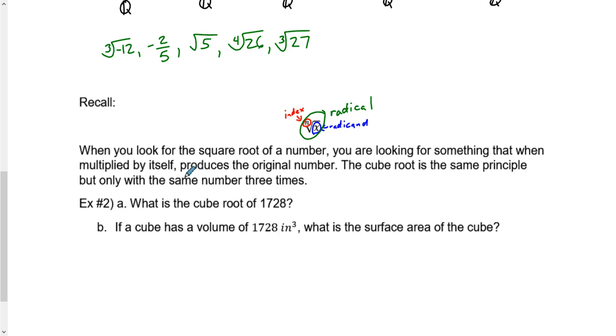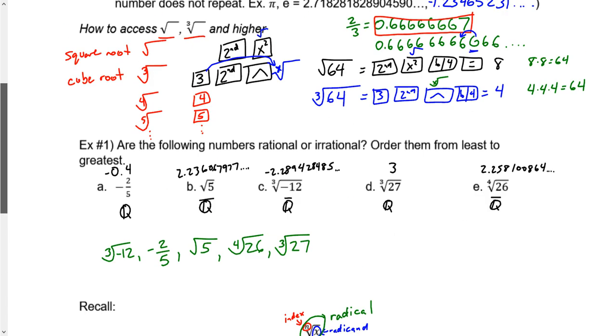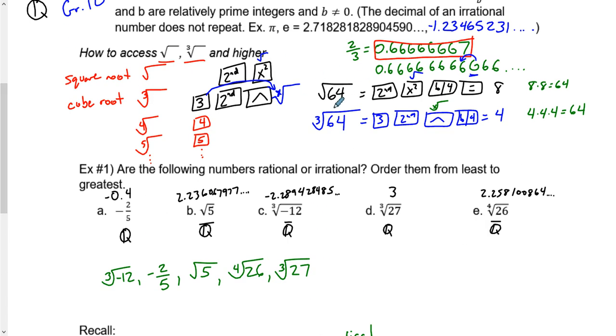So I talked about it before, but we'll talk about it again right here. When we're looking for the square root of a number, you're looking for something that when multiplied by itself produces the original number. If we're looking for the square root of 64, we're looking for what number multiplied by itself gives you 64. Well, it's 8 and 8. Of course, at the same time, that's also negative 8 and negative 8, this being known as the principal square root.